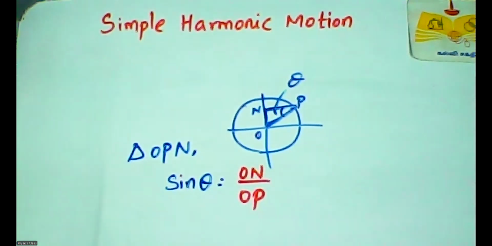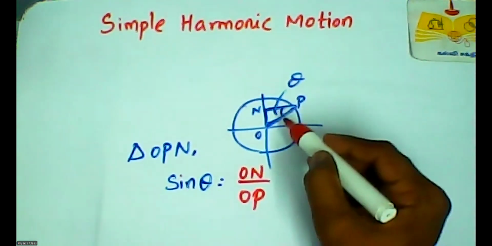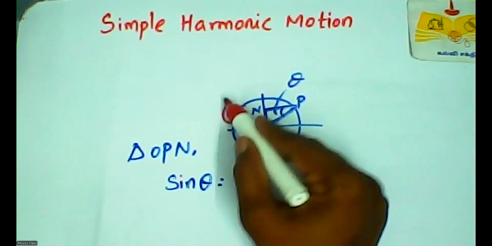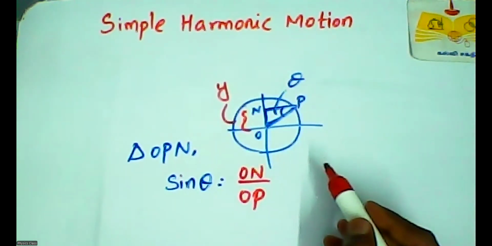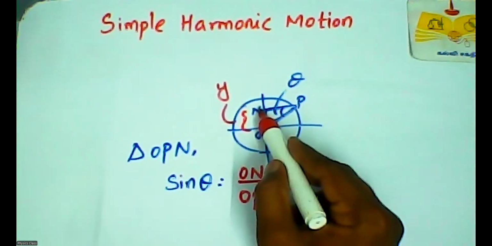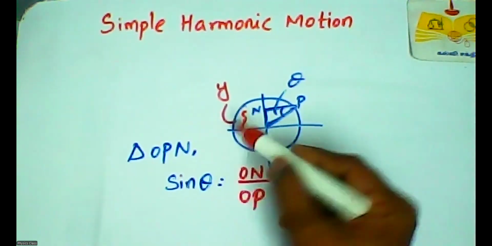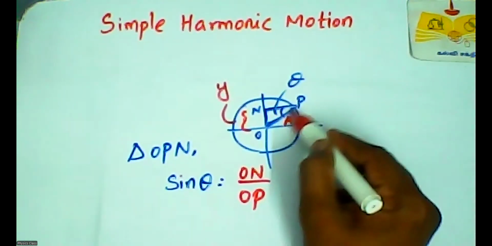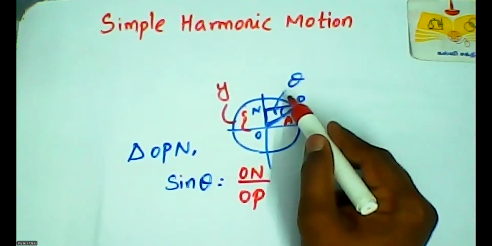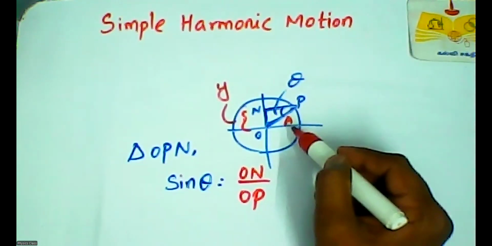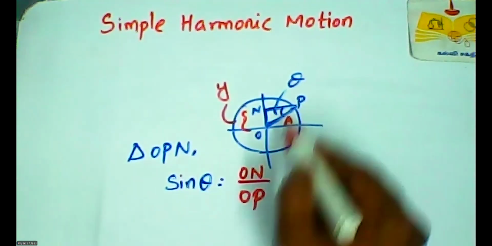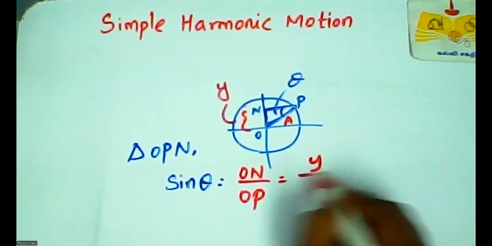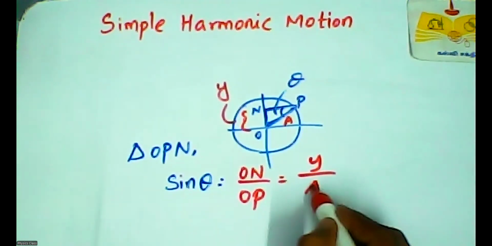Hypotenuse OP. Already we know that the distance between N and O is small y, the distance between the projection and the origin point. And another term is the radius: for the circle of radius A, A is the value of the hypotenuse. So ON is equal to y, and OP is equal to A.